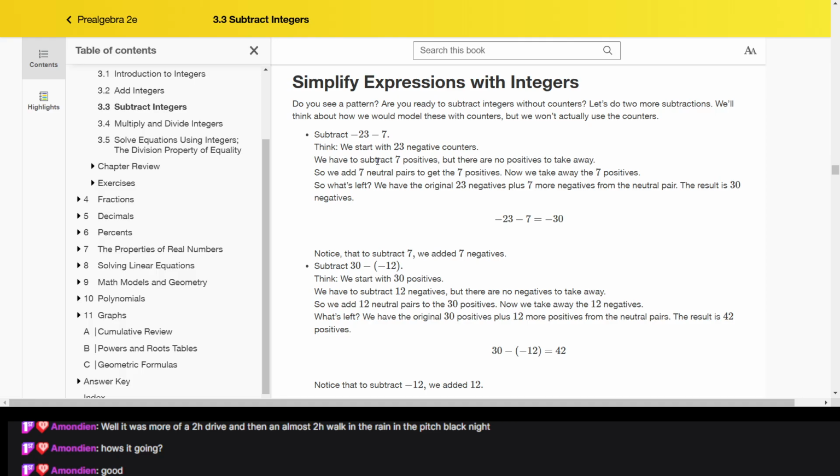Simplify expressions with integers. If you see a pattern, are you ready to subtract integers without counters? Let's do two more subtractions. We'll think about how we would model these with counters, but we won't actually use the counters.